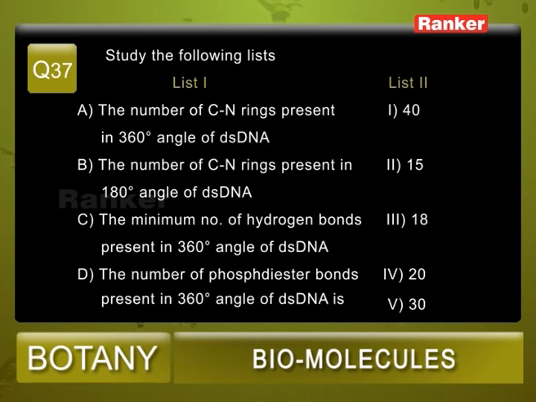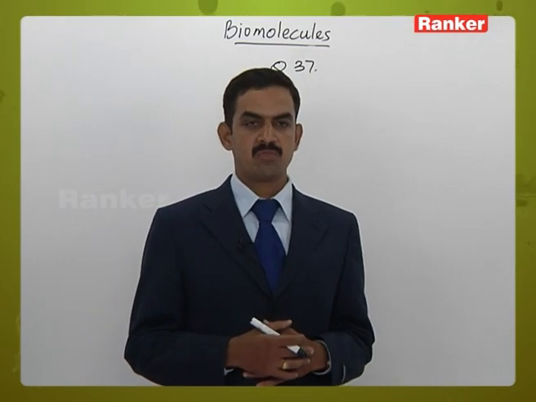Question number 37. Study the following lists. List 1. A. The number of CN rings present in 360 degrees angle of double-stranded DNA. B. The number of CN rings present in the 180 degrees angle of double-stranded DNA. C. The minimum number of hydrogen bonds present in 360 degrees angle of double-stranded DNA. D. The number of phosphodiester bonds present in 360 degrees angle of double-stranded DNA. List 2. 1. 40, 2. 15, 3. 18, 4. 20 and 5. 30. Okay, let's come to list 1.